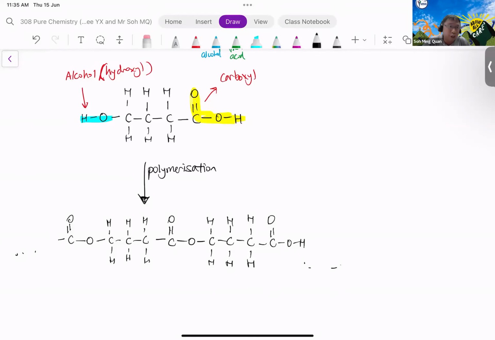Now, this polymerization is not the same as alkenes. Alkenes undergo addition. This is not addition. This is esterification. Esterification produces a small molecule like water in addition to esters. So this is condensation polymerization.